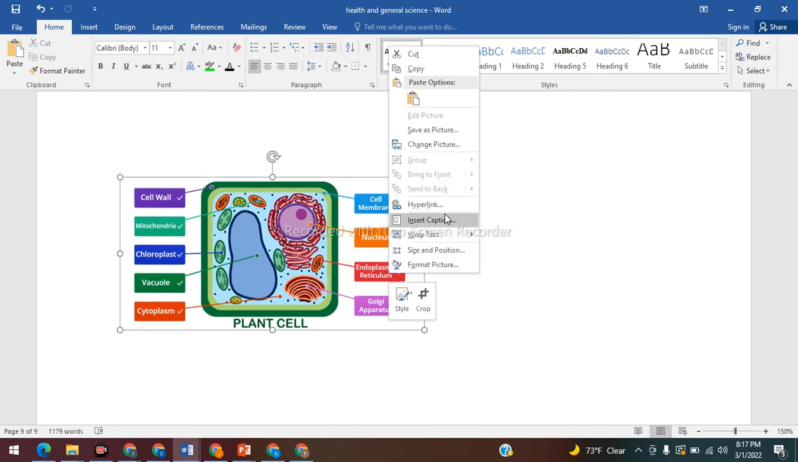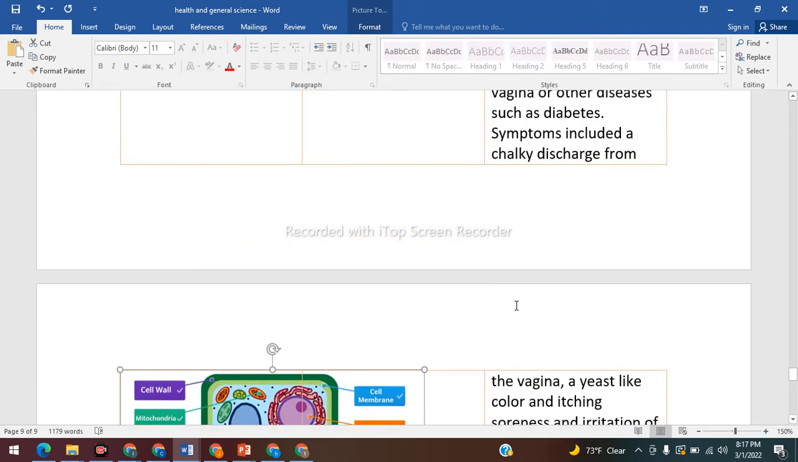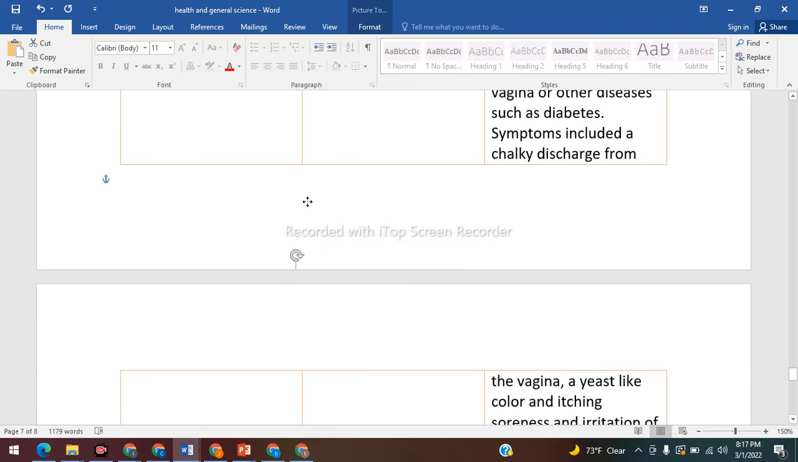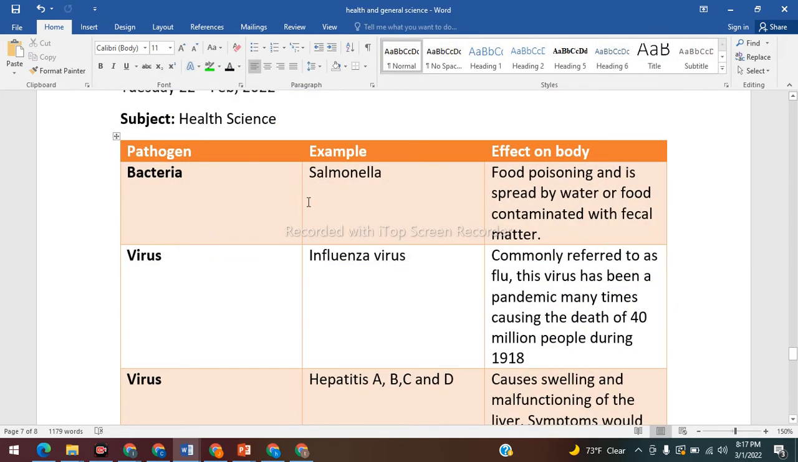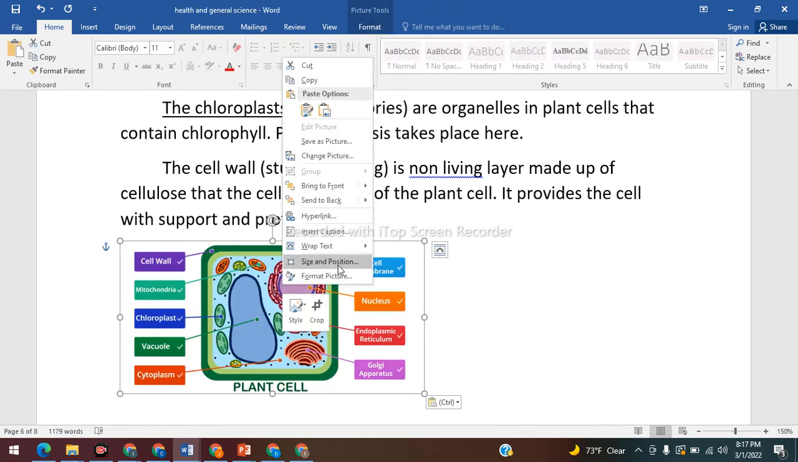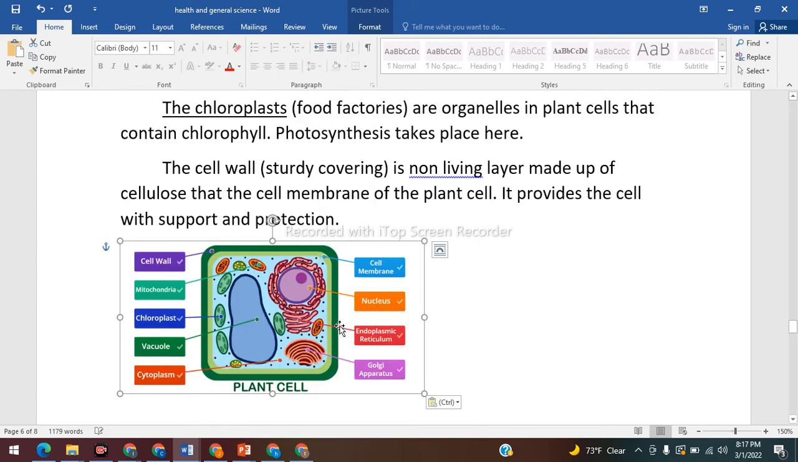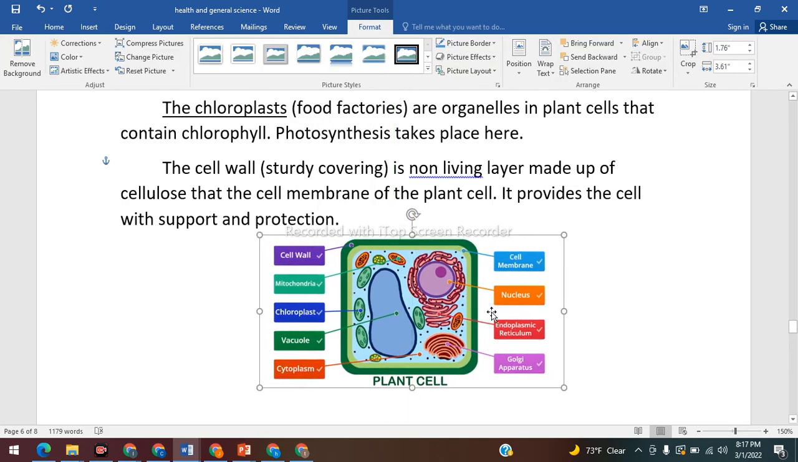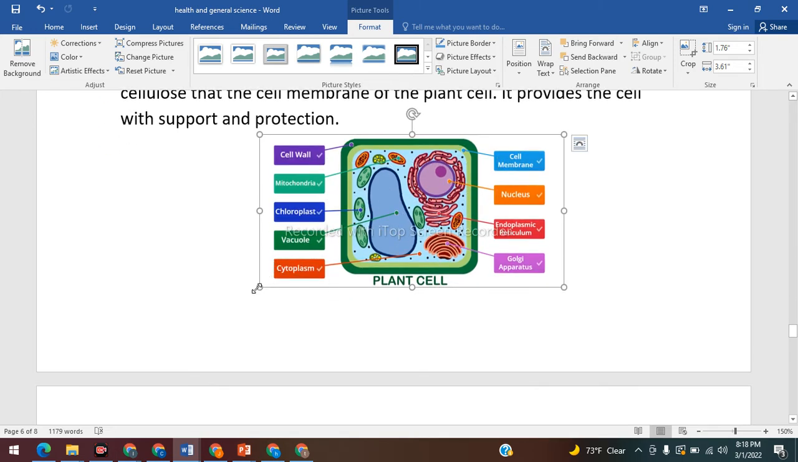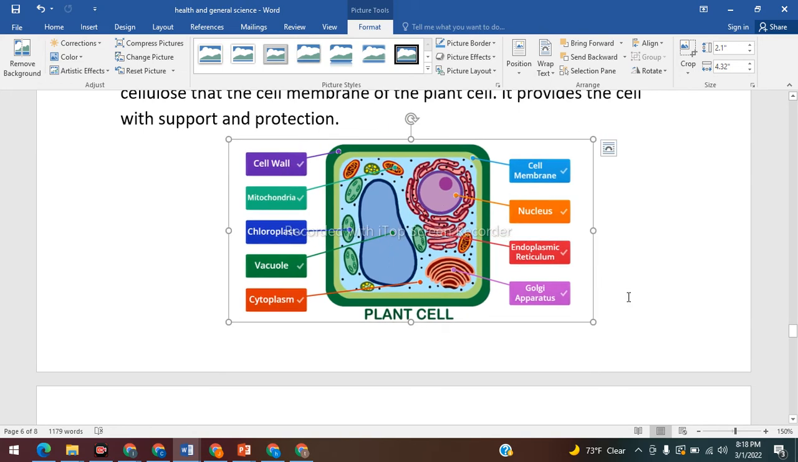Alright, good. Wrap text, behind text, good. Okay, so where's our notes? At the top, so he's talking about the cell wall and how the cell wall is there for protection. This is a very good diagram for the plant cell, showing you exactly what is what. I like this one.